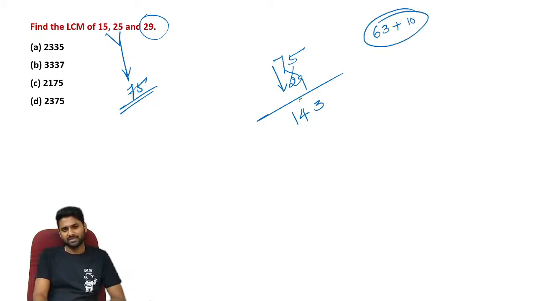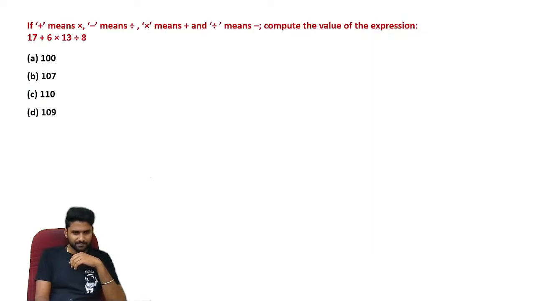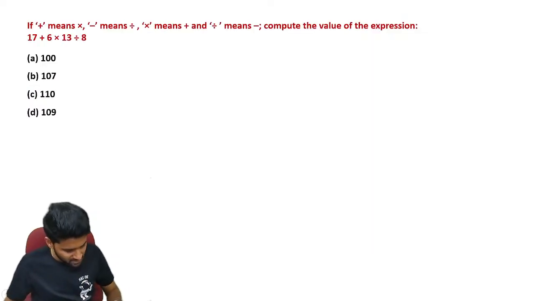Write down 3 and 6 is carried over. Now 9 into 5 is 45. 4 is carried over. So 5, 7, 0. So it's 2175, which is the correct answer. Next. Try to solve this question.